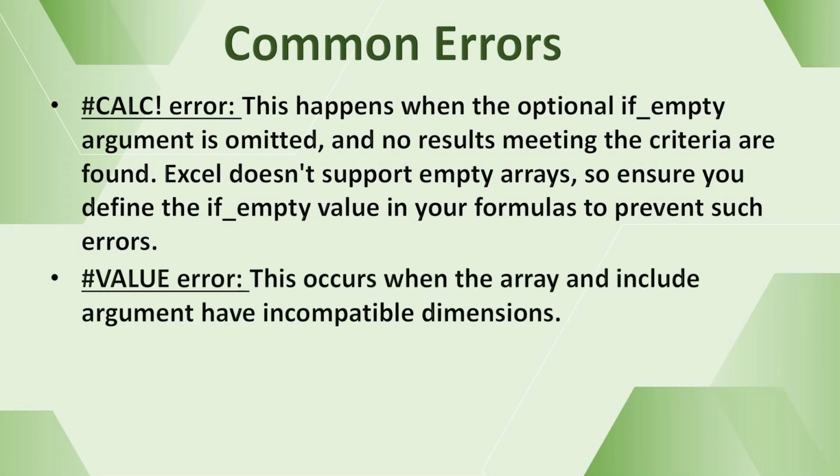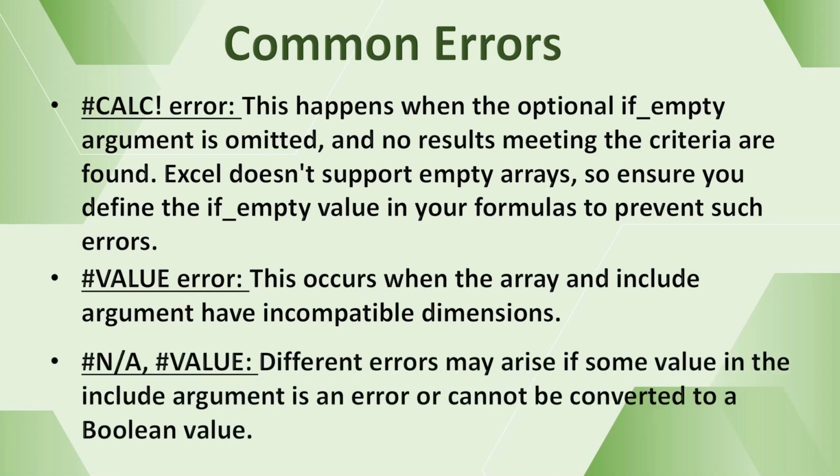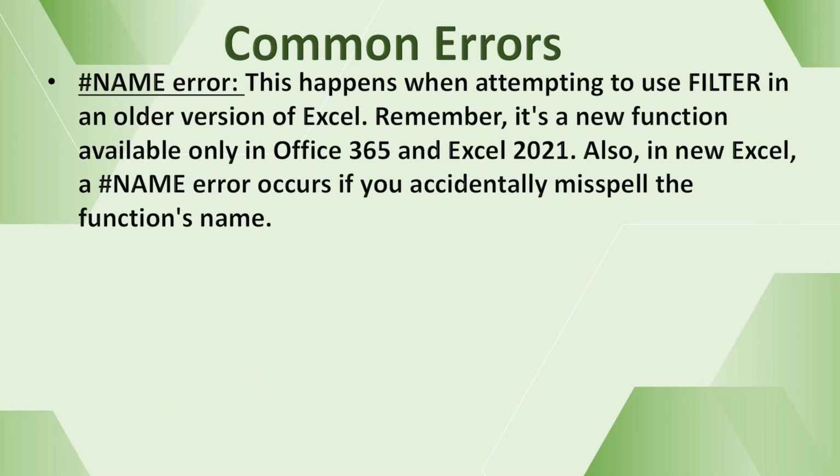Value error. This occurs when the array and include arguments have incompatible dimensions. N/A or value error. Different errors may arise if some value in the include argument is an error or cannot be converted to a Boolean value. Name error. This happens when attempting to use FILTER in an older version of Excel. Remember, it is a new function available only in Excel 365 and Excel 2021.